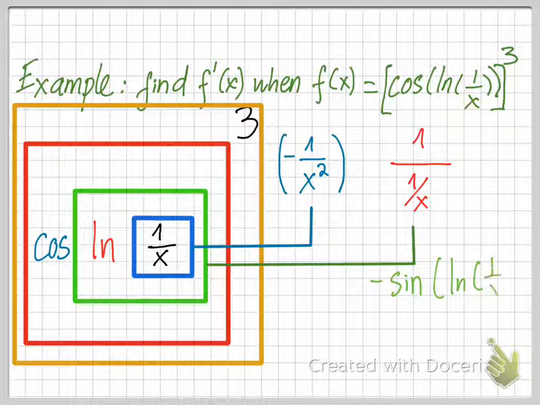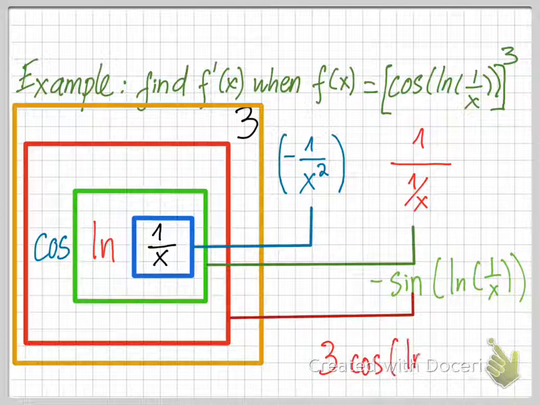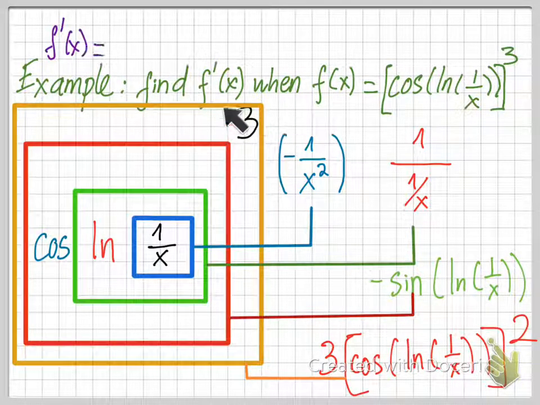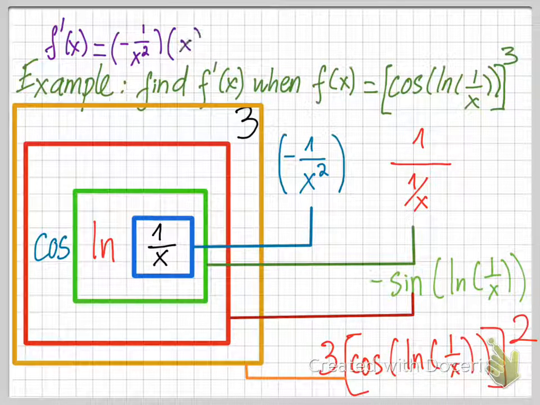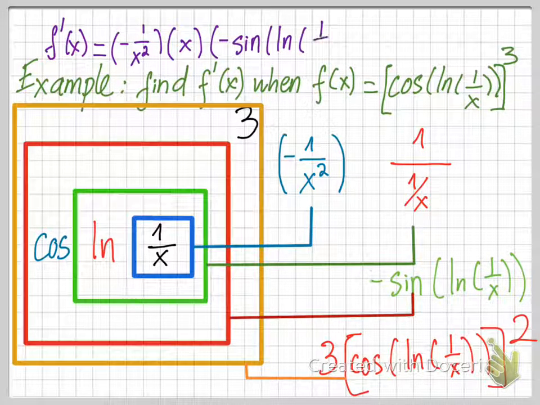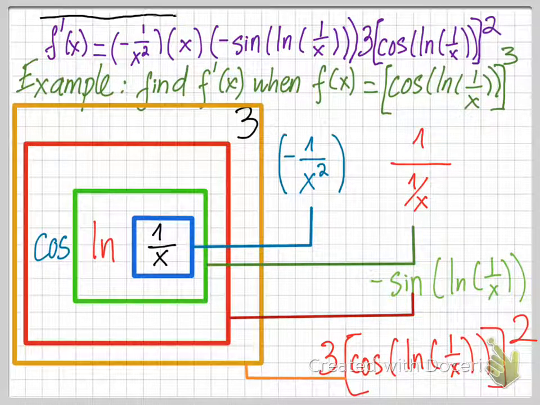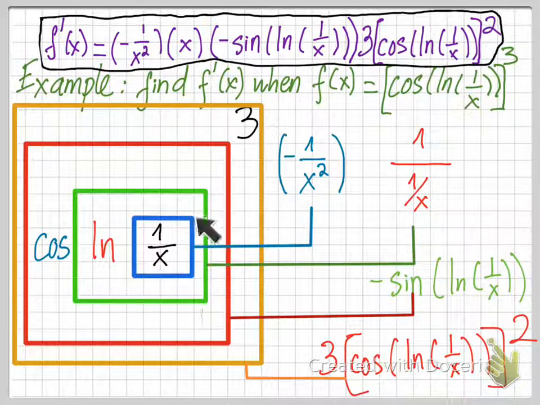And then we go to the next box, the red box. The derivative of cosine of the green box is going to be negative sine of natural log of 1 over x. And then the last box is the representation for the cube function. Using the power rule, we know the derivative of the cube is 3 times the red box squared.